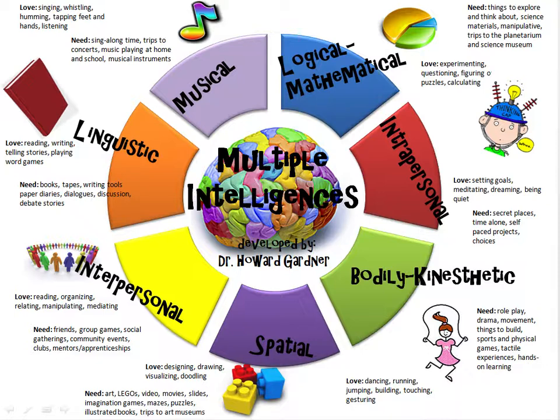I want you to look at all of these things and just label them. I know you've had them before, but go through and think, okay, I see bodily kinesthetic. I can role play, drama, movement, things to build, sports and physical games, tactile experiences, hands-on learning. How do you think this could apply specifically to social studies 4th grade? And then again, like you did with Bloom's taxonomy, write some of those down that you could use in the future.